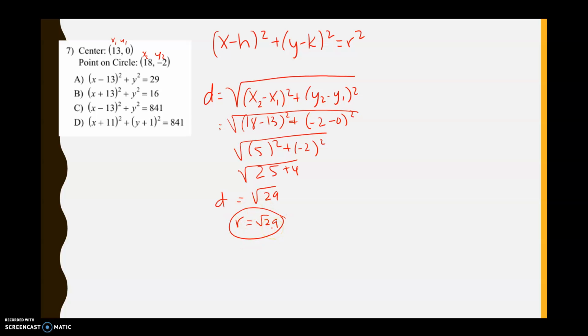All right, so if that's my radius, I know that I'm going to use my center and my radius. Those two pieces of information are what I need to write the equation of my circle. So I'm going to replace my center and my radius, which means I'm going to get x minus, the opposite of my center, 13, squared, plus y minus k, but k is 0, so y minus 0 is just going to leave me with y squared, and that's going to be equal to r squared. Well, if r is √29, I want to square this, so √29 times √29 is going to be 29. So my answer here should be A.